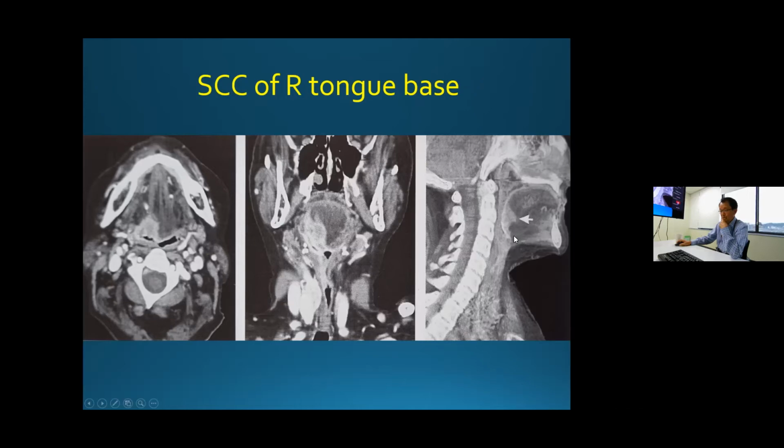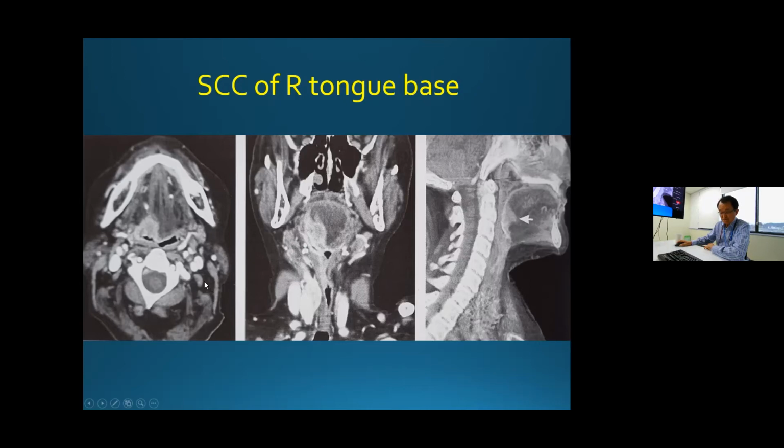Between the hyoid bone and cricoid cartilage, that's called level 3. Level 4 is below there. Level 5 is the posterior cervical chain. 5 also has A and B. 5A is always above the cricoid. So when you see something, the most common metastasis is right here, by the sternocleidomastoid muscle. That's level 2, above the hyoid.